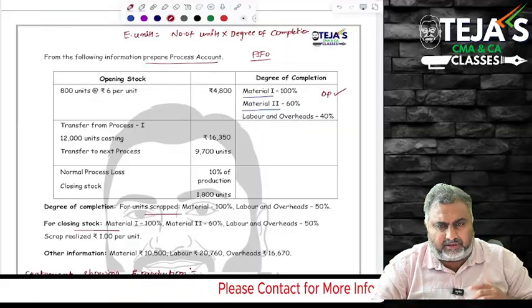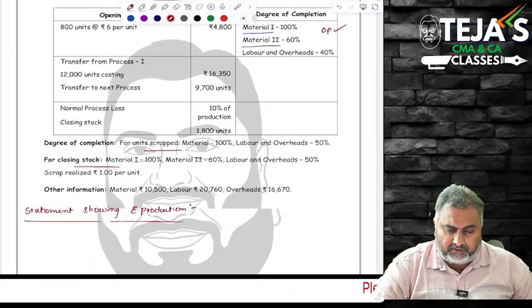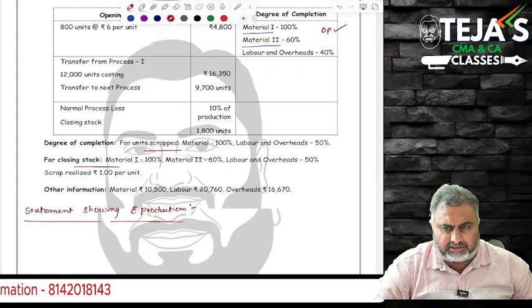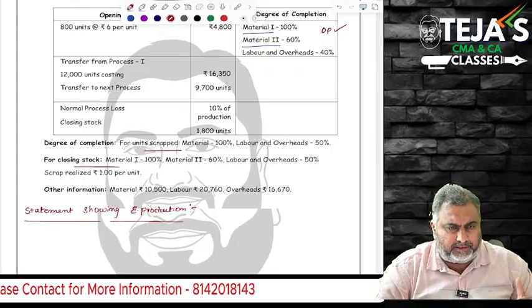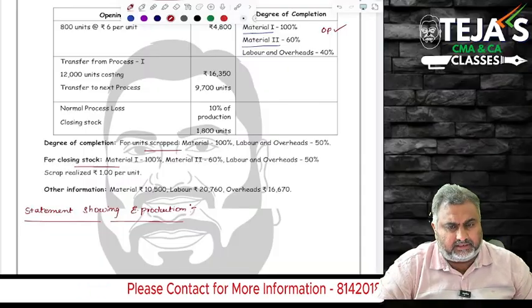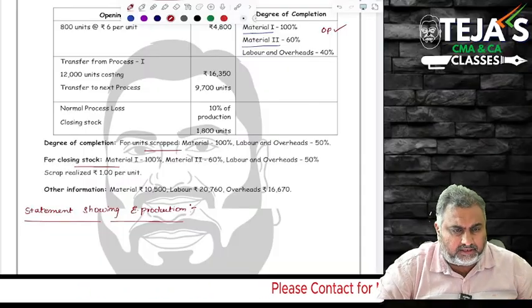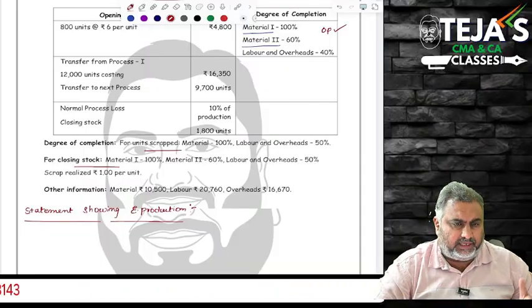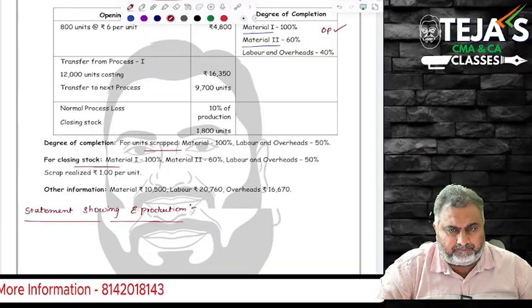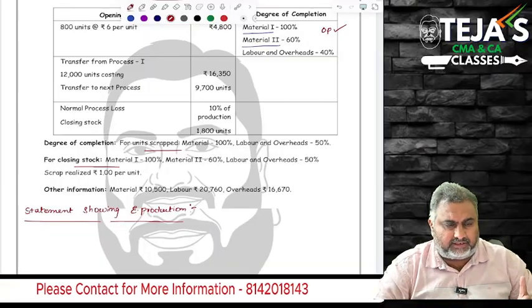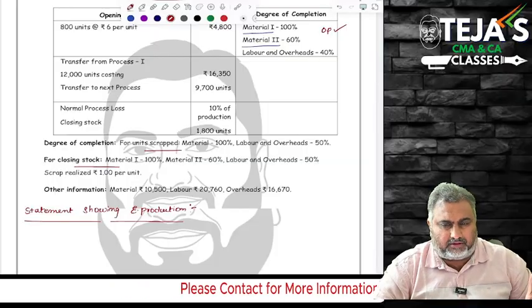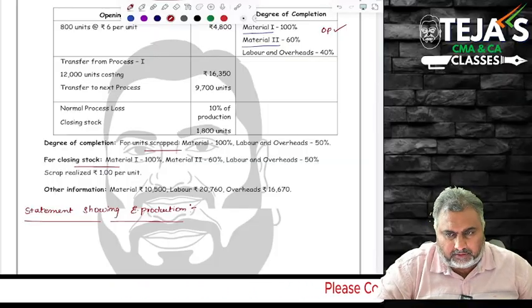because these are all time consuming questions. First you need to prepare the equivalent production statement. Second, you need to prepare the cost per unit calculation. Third, you need to prepare the cost apportionment statement. Then you need to prepare the process account. So if they are not asking for more accounts, then don't start this particular problem.